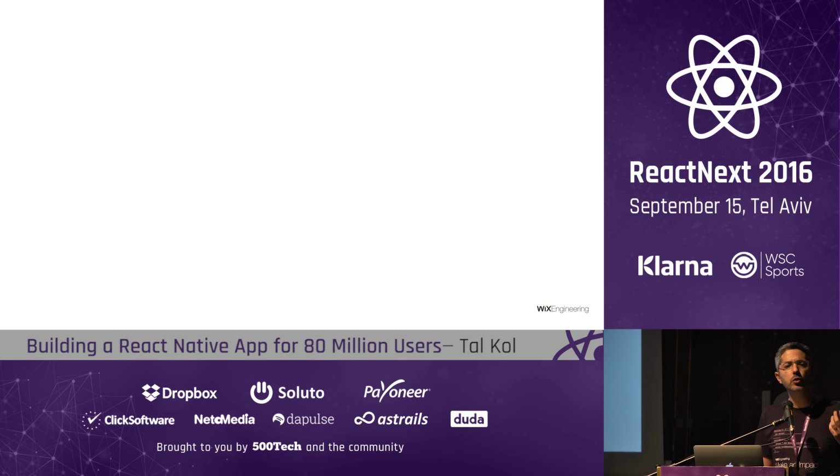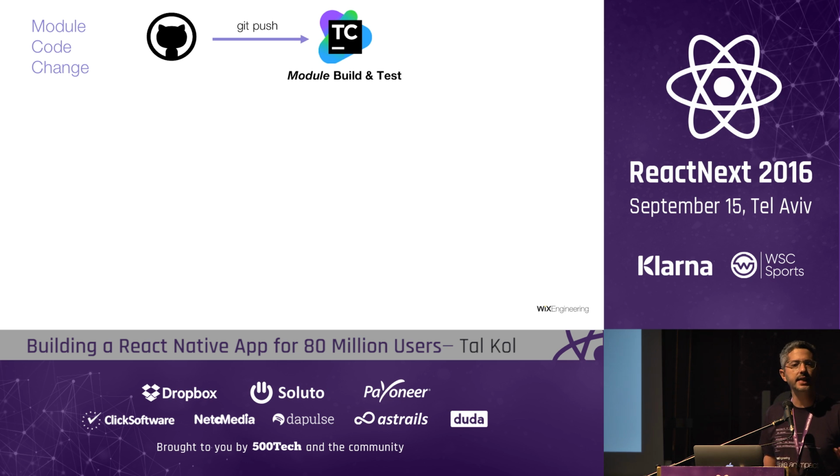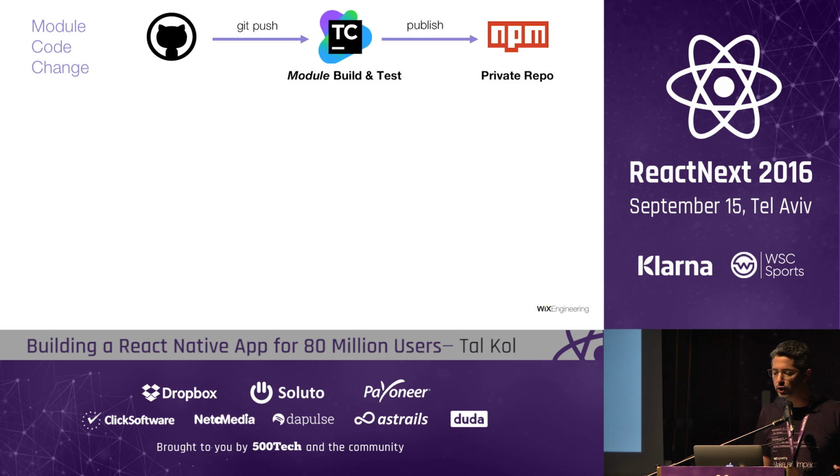So let's look at what the build process looks like. I'm in one of the product companies, and I made a change to one of my modules. So I push my code to Git, and what we have then is the CI, continuous integration, using TeamCity in Wix, and my module is going to be built and tested. After the tests pass, hopefully, it will be automatically published to NPM, to a private repo that we have.